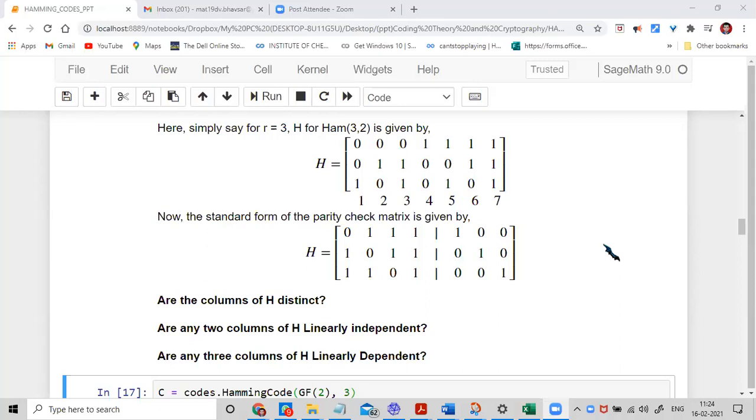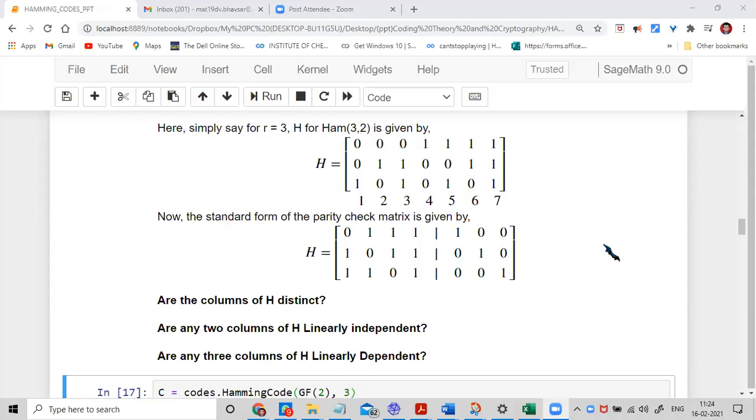How do you show that any two columns are linearly independent? None of them is obtained from the other by multiplying by 1, and multiplying by 1 means exactly the same. So the first two statements are the same: all columns are distinct, any two columns are linearly independent. The first question is yes, the second question is also yes. In the binary case, both are the same question. Is it okay, Pranita? Yes, sir.